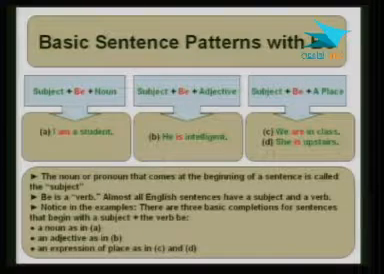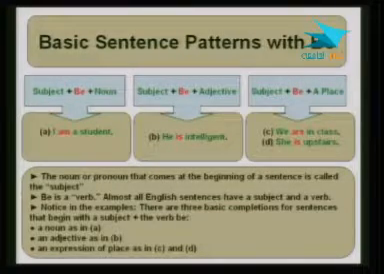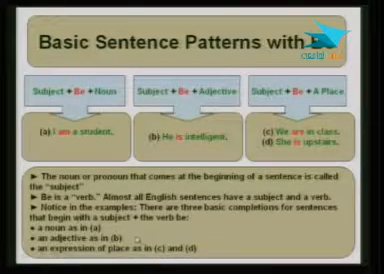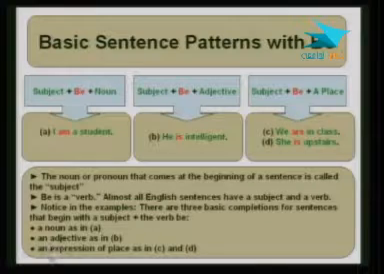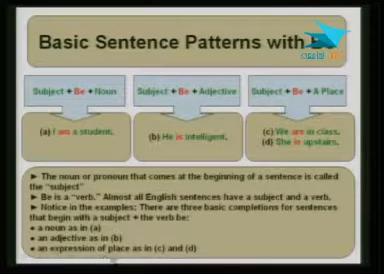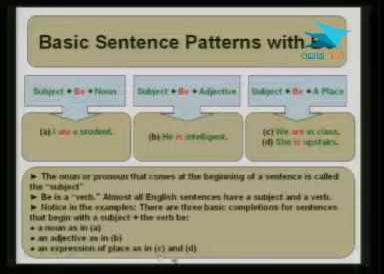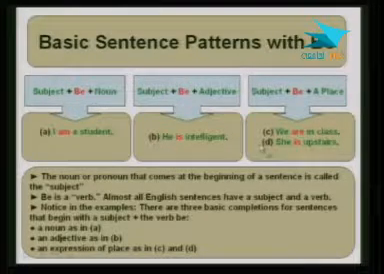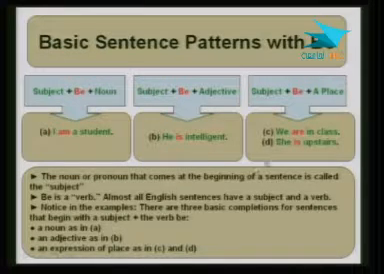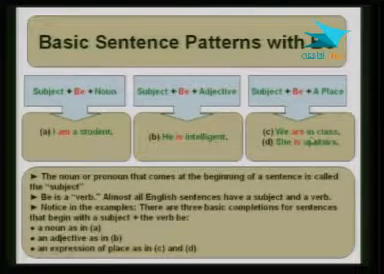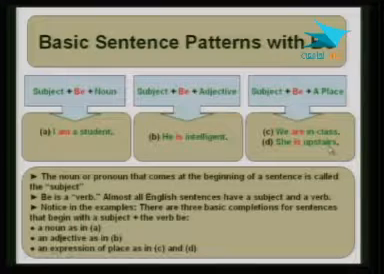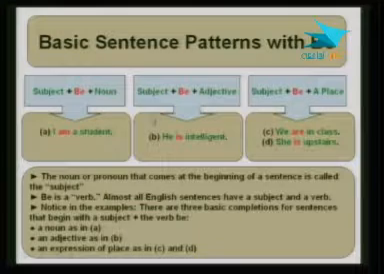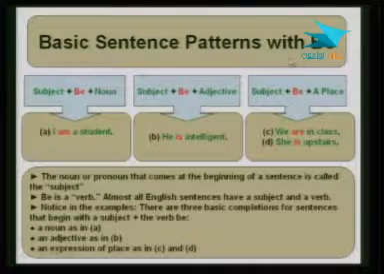We can have smart, happy, sad, and all of these. And the third pattern here is an expression of place, as in C and D. These are the two examples, C and D. So an expression of place, right? A place like, for example, in class, that's a place. Upstairs, that's a place. So these are the basic sentence patterns with be.